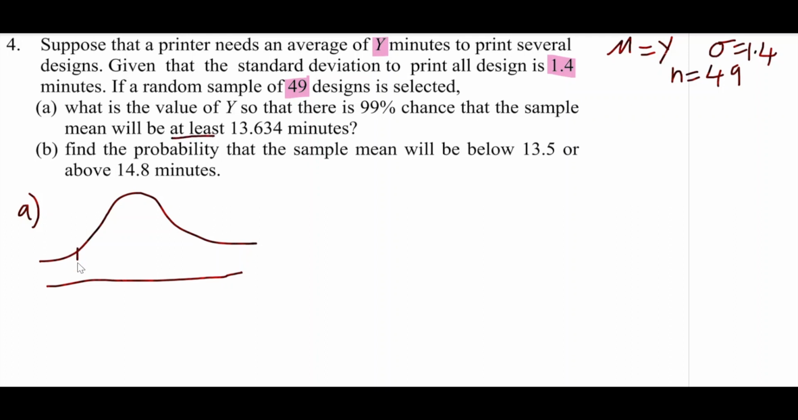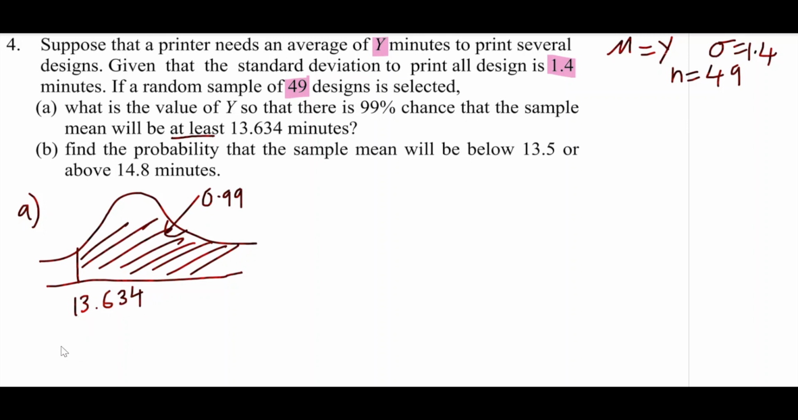So the minimum value is 13.634 and the probability here would be 0.99. So you're supposed to find this x bar. Now, you're given the probability, so definitely you need to use your statistical table. I would change greater to less than: the probability that x bar is less than 13.634 equals 0.01, this area.